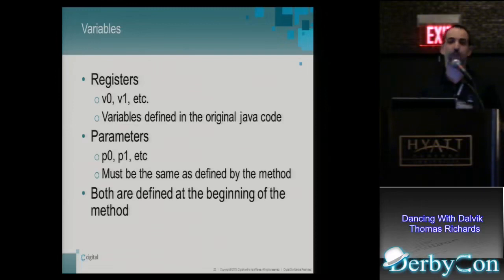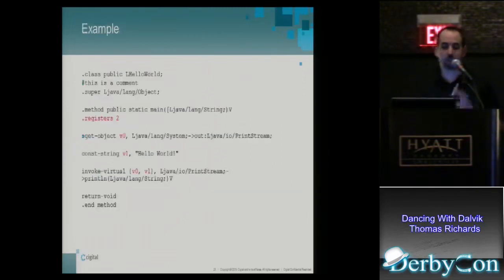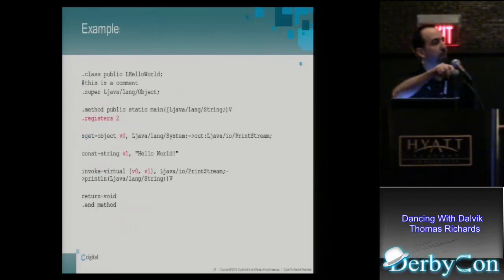We then have parameters, and those are defined at the beginning of the function in the method declaration. Those are the parameters that we passed into it, and they'll be referenced as P0, P1, etc. going through the code. Both of these are defined at the beginning of the method. If we go back to our example here, this says it's going to be 2 registers, so there's 2 variables that are going to be coming in that we're going to be using. We have V0 and V1.